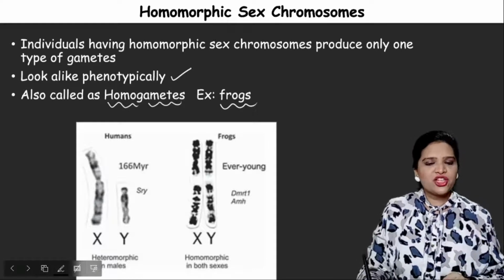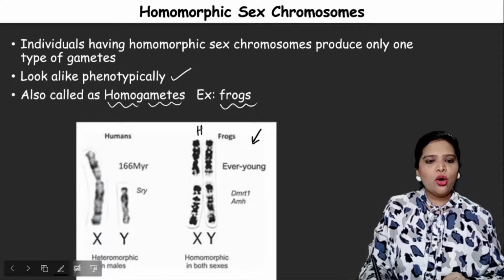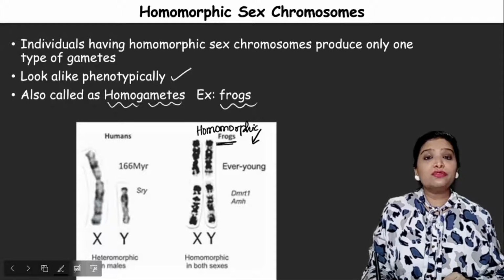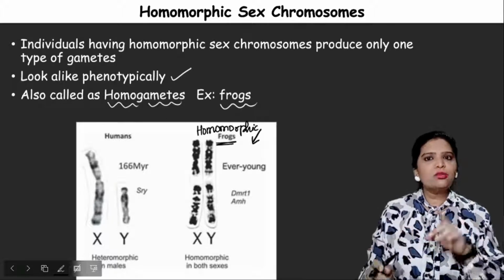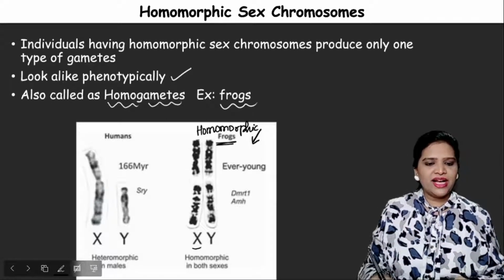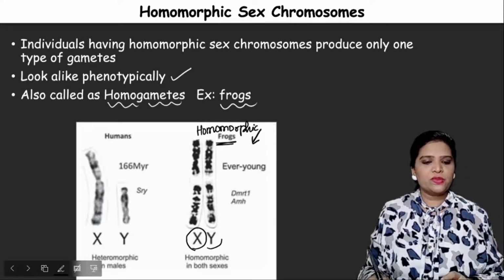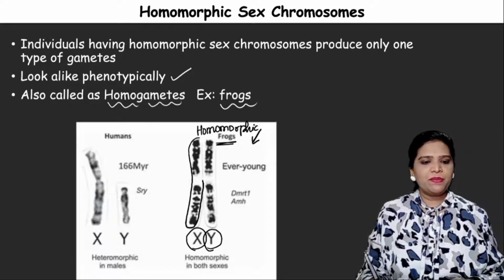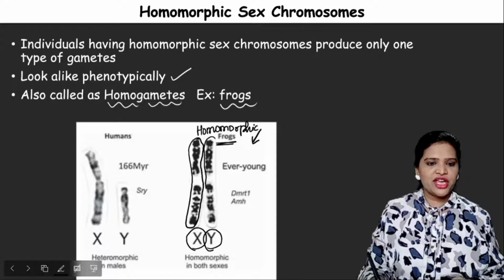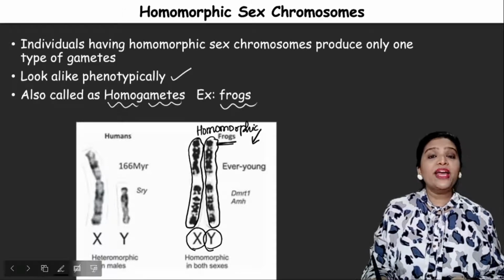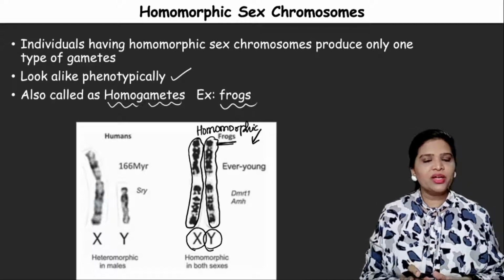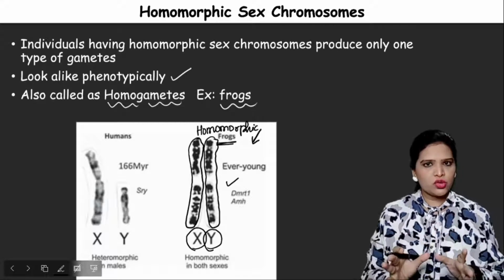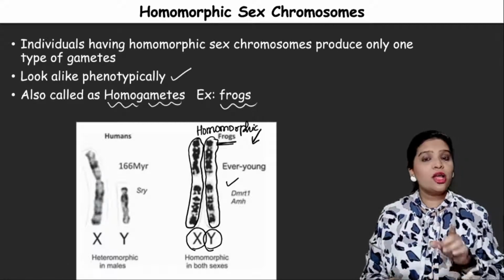Just look at this picture. This is a homomorphic chromosome; the example is a frog. What is homomorphic? Both chromosomes look alike. We know that X stands for the female chromosome and Y for the male chromosome. Look here: the shape and size of the X chromosome and the Y chromosome look exactly the same. We cannot differentiate which is X or Y. This is the chromosome of a frog, and this type of chromosome is called homomorphic.